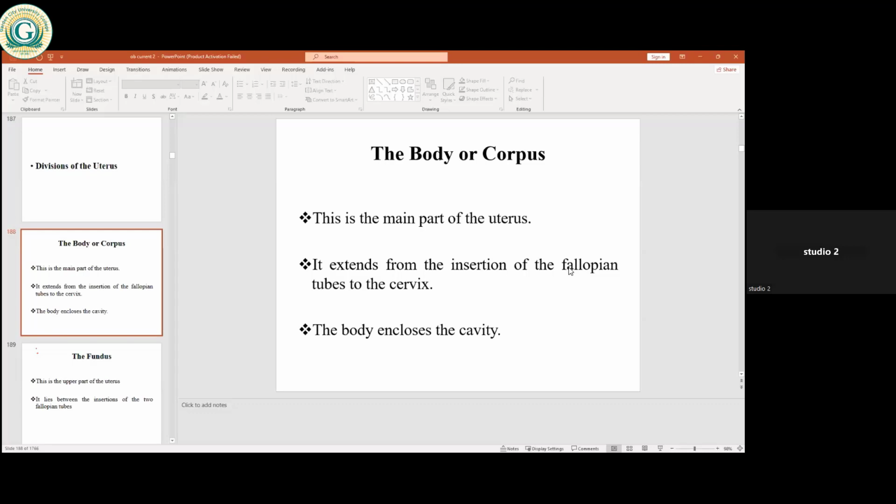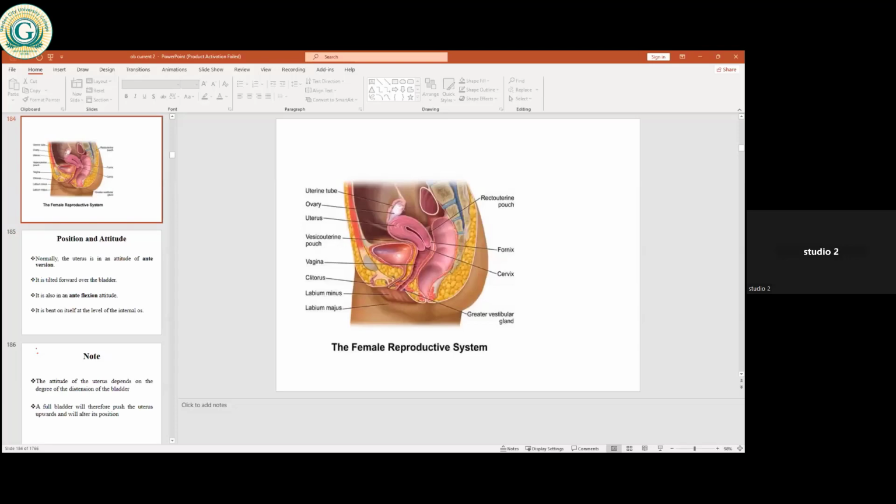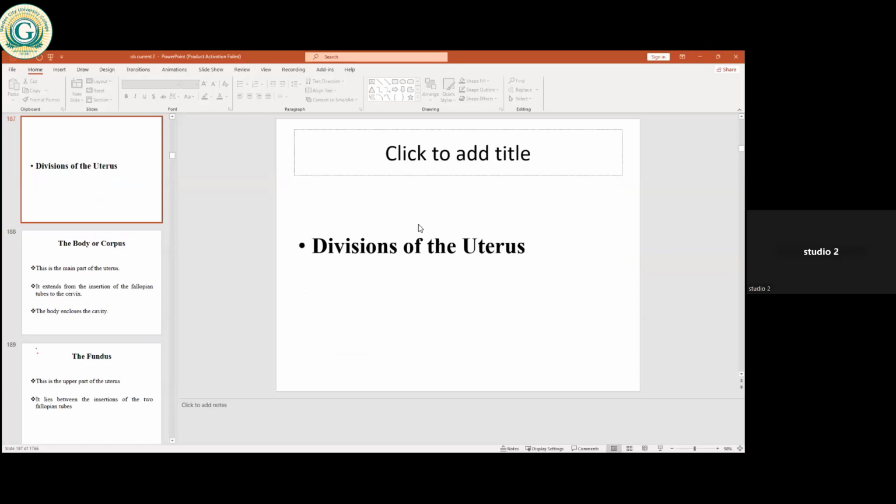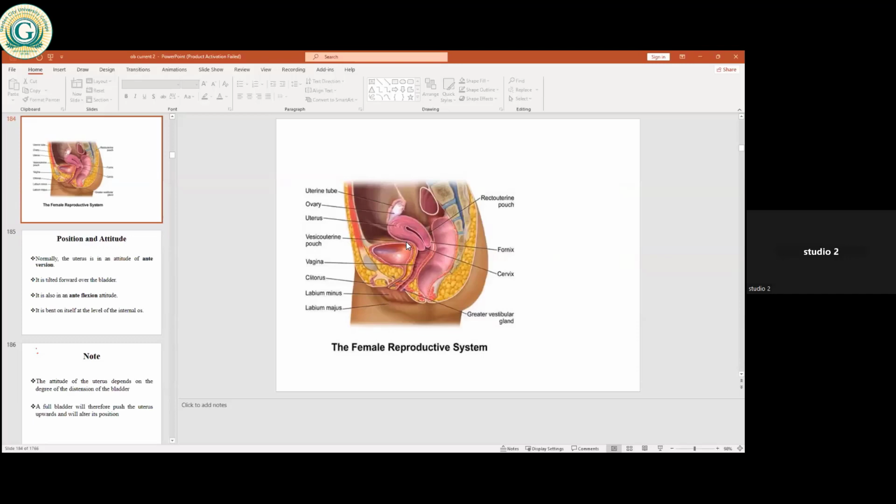The body encloses the cavity. Let me go back to the diagram. This is the body of the uterus, and it extends from the insertion of the fallopian tube to the cervix, and the body encloses the cavity. That is the cavity, and this is the cervix, so we start from here to where the insertion of the tubes is. With that diagram, we are making a point that the body of the uterus includes this cavity. This is where the baby will come and lie and get attached to the body of the uterus.